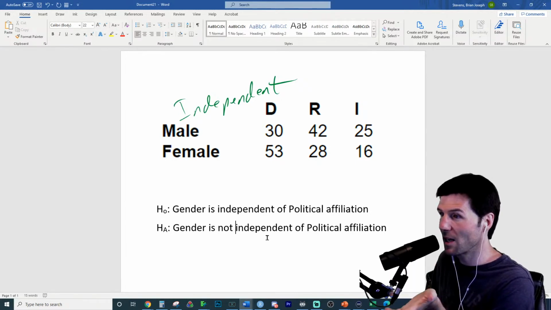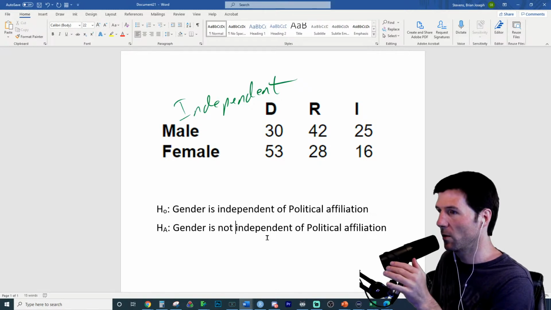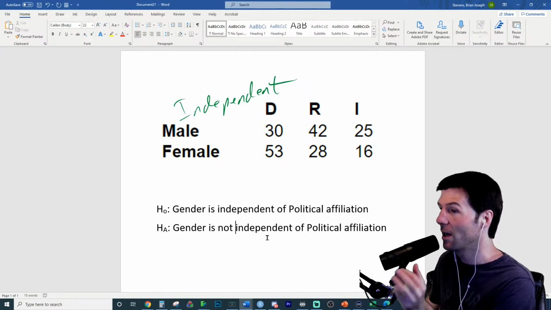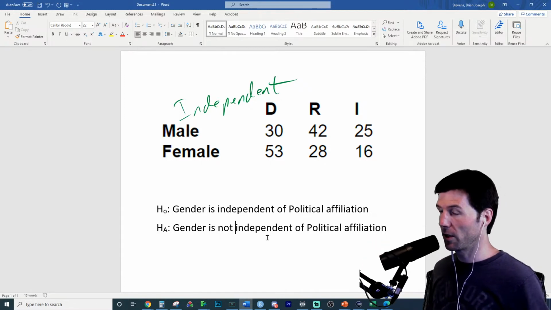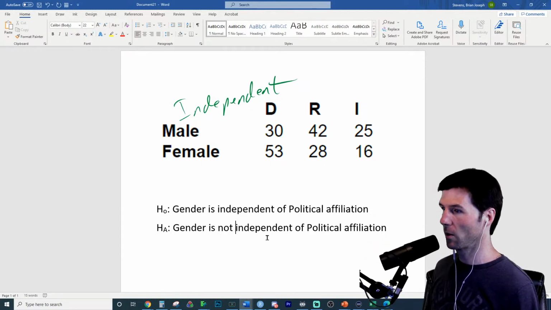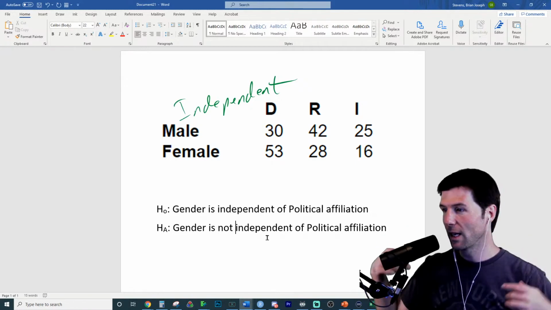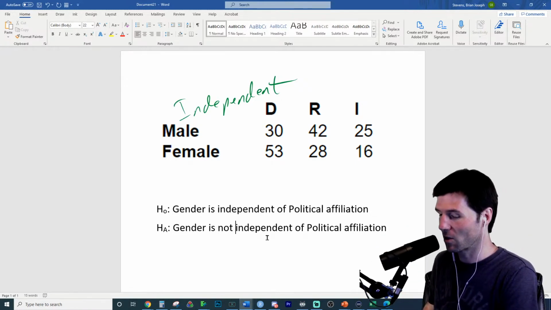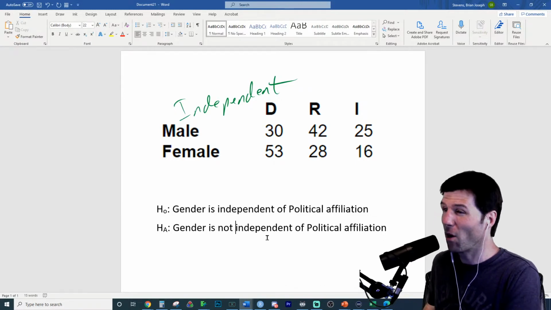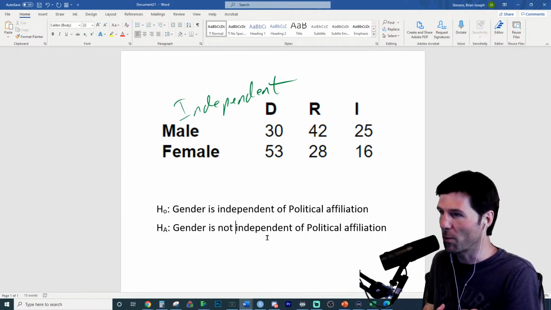And upstate, downstate New York are very different. So if you know someone's from New York City, then that might be associated or not independent of their political affiliation. If you know someone's from upstate New York, I got my New York shirt on today because I'm from New York. So if you know someone's from upstate New York, they might be more likely to be conservative. But it doesn't mean they are that. It's just that it's not independent.